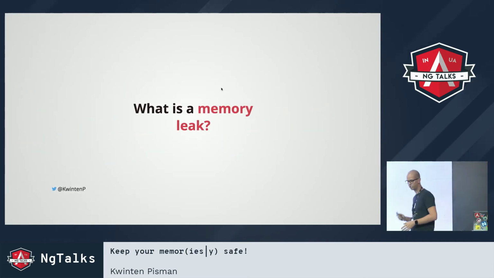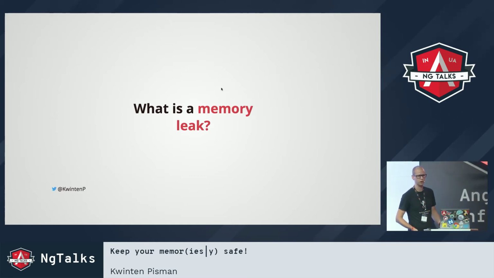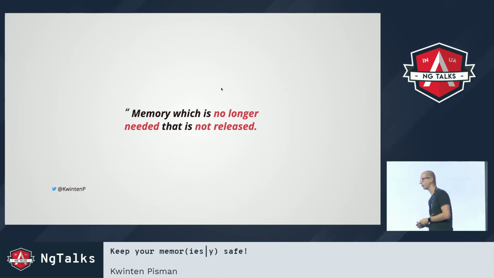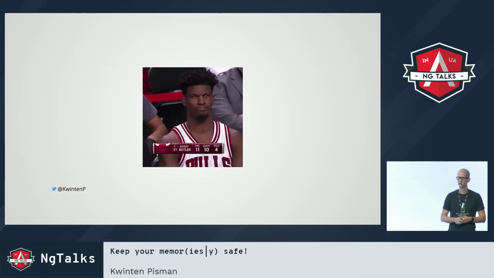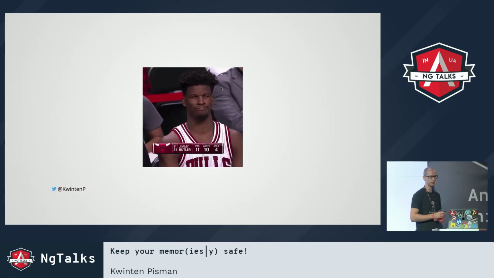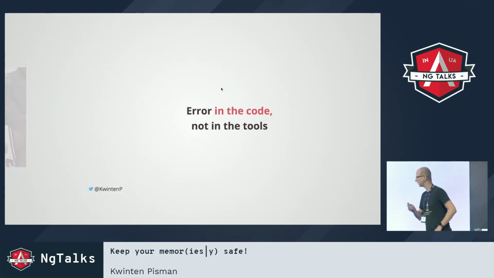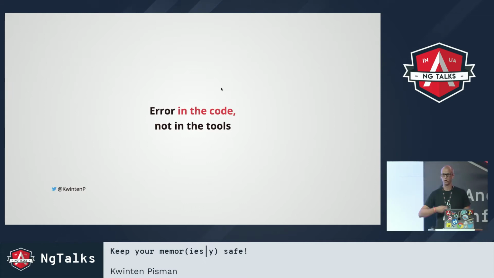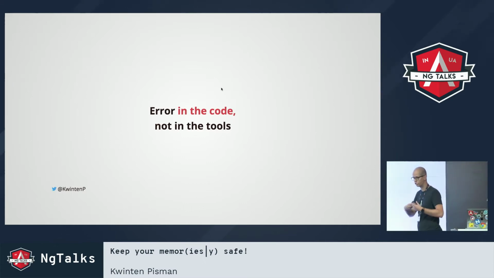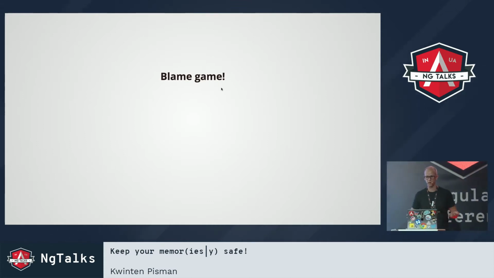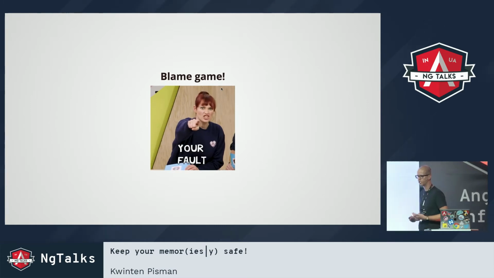Okay, so we kind of have an understanding of memory management in JavaScript. Now, what is a memory leak? Quite important. Well, a pretty easy definition: memory which is no longer needed, that is not released. And now you might be a little confused, because I just said that JavaScript has garbage collection, and now you say memory that is no longer needed is not released. Well, it turns out that it's not an error in the tool, it's an error in the code. Garbage collection uses algorithms to traverse the graph, or the tree, to find that garbage, but it's our responsibility to make sure that it can be defined as garbage in terms of those algorithms. If you have a memory leak, it's your fault, it's not the garbage collector's fault.